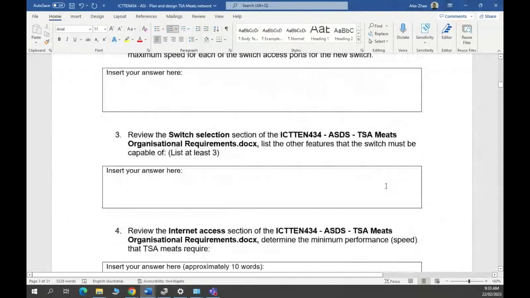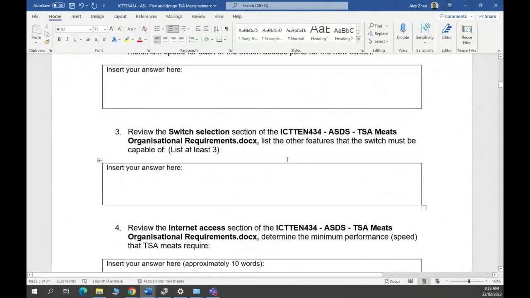All right, let's go three. You've reviewed the switch selection. So when we're selecting the new switch, we had those requirements. List three. Can we think of any three that we just mentioned? Features that the switch has? Name some. What do we just talk about? What are some of the features it must have? What do we say about that?